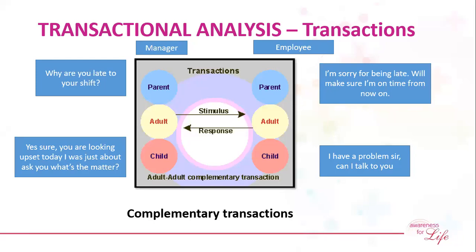But if it had happened in a different way, the conflict would have occurred. Let us look at another example of a complementary transaction. Suppose your employee is speaking from the child ego state, because the child is also a vulnerable state, the adaptive child, remember? The employee asks the manager, sir, I have a problem. Can I talk to you for some time? And the manager says, yes, sure. You're looking upset today. I was just about to ask you what's the matter. Again, this is a complementary transaction. Why? Because the employee received exactly the kind of response he expected. Similarly, in the first example, the manager received exactly the response he was expecting. When you receive an answer that is exactly what you expected, things are going perfectly.